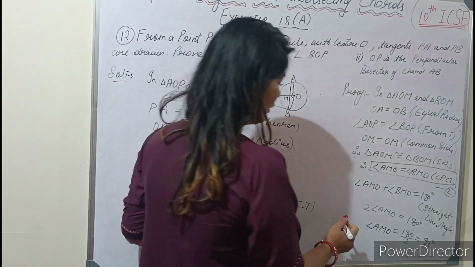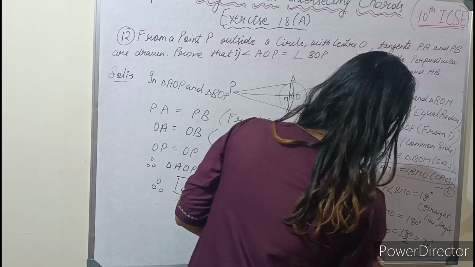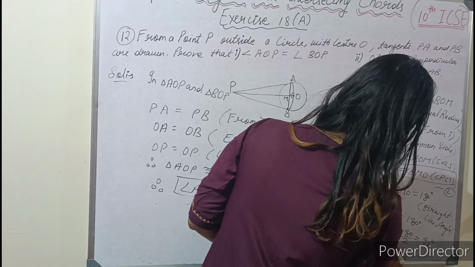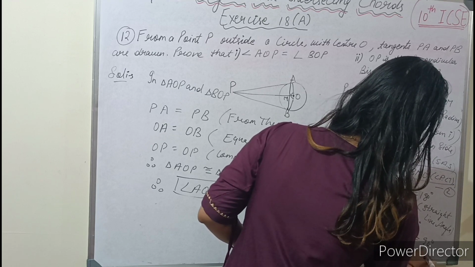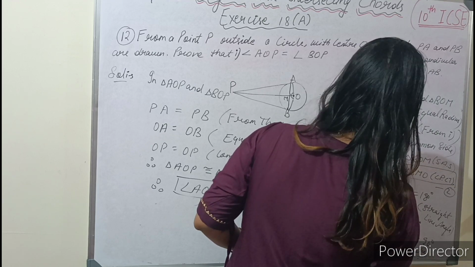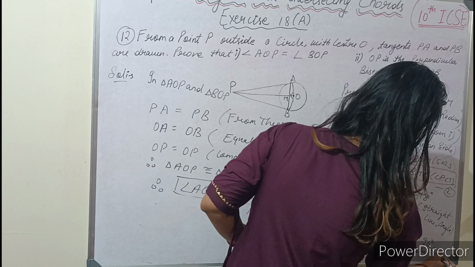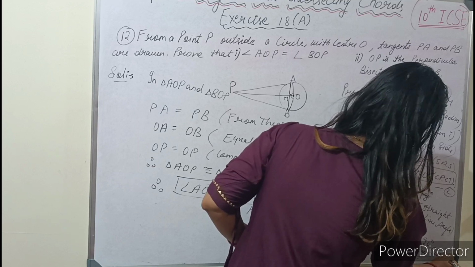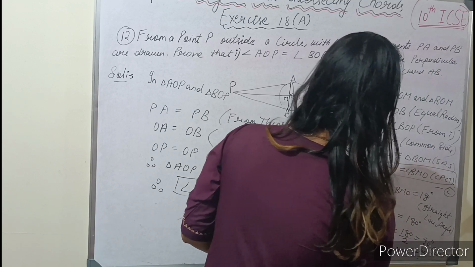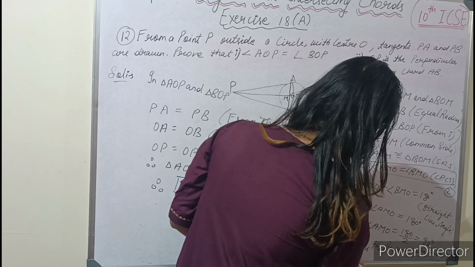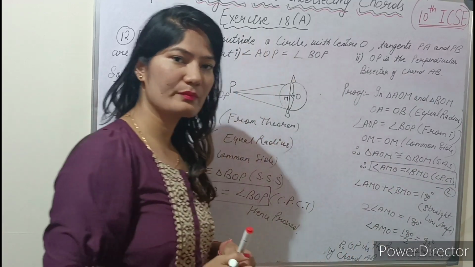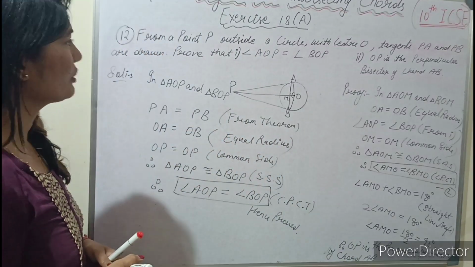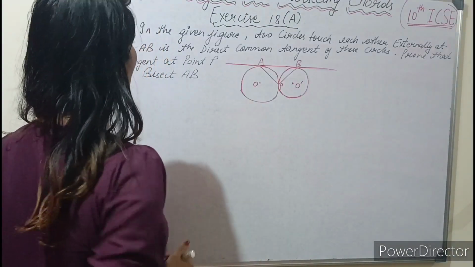So therefore OP is the perpendicular bisector of chord AB. Write the same statement. So hence proved. This is question number 12. Now moving to question number 13.